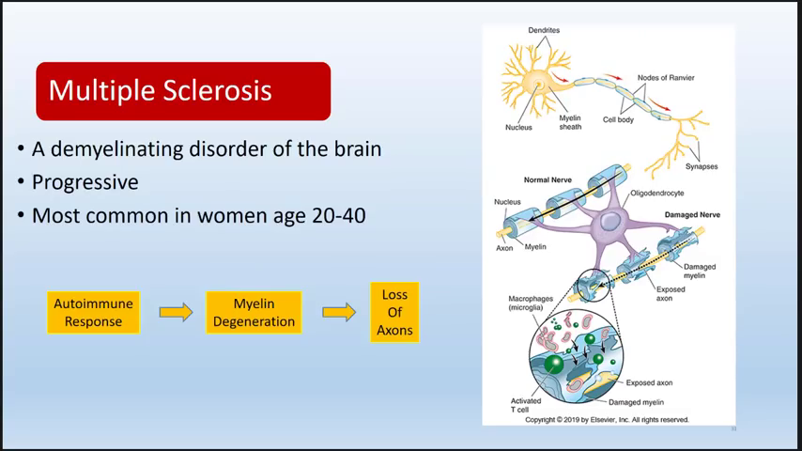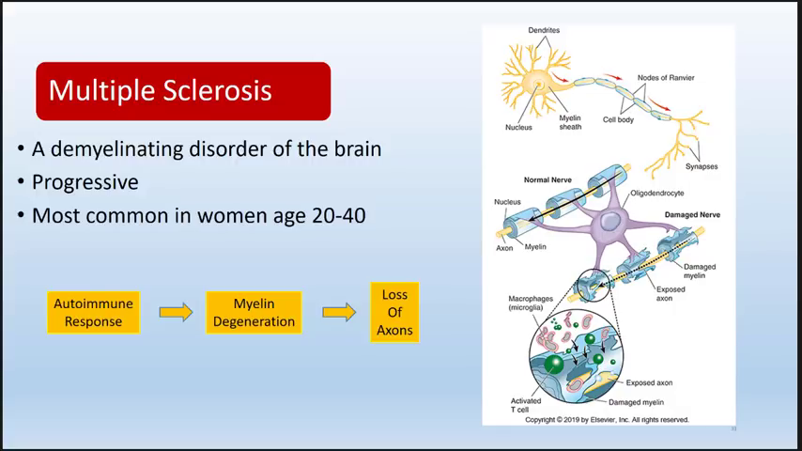Now we're going to move on to demyelinating disorders, and we're going to talk about multiple sclerosis. MS is fairly common in the Northern Hemisphere, and so it's an important condition to discuss. It's known as a demyelinating disorder of the brain, and what that means is there's progressive loss of myelin.